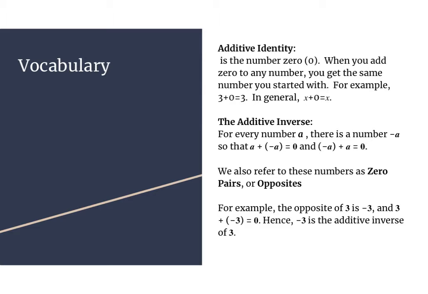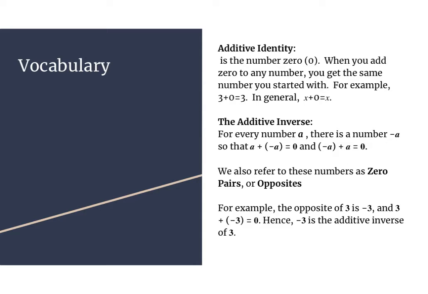So going over a couple of pieces of vocabulary first, and some of this might sound familiar and some of this will be new. What should sound familiar is this idea of the additive identity. So the additive identity is the number 0, basically, because when you add 0 to any number, you get the same number that you started with. So for example, 3 plus 0 is 3. So in general, x plus 0 will be x. So the additive identity is 0.